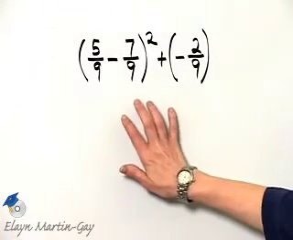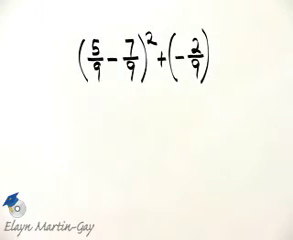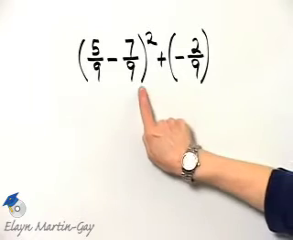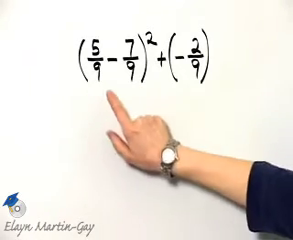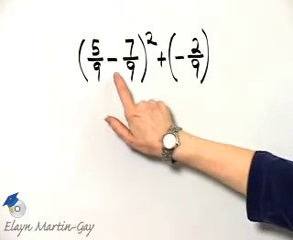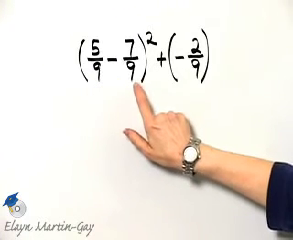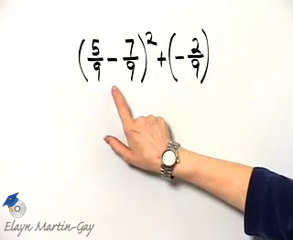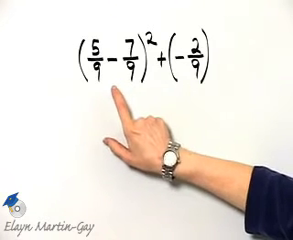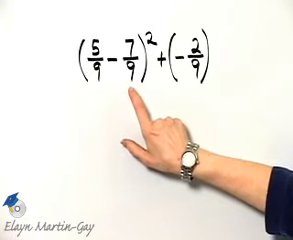Let's evaluate this expression and keep in mind order of operations. We need to work first inside this set of parentheses. So first we find 5/9 minus 7/9. Now luckily we already have the same denominator. If you need to, go off to the side and rewrite this as an equivalent addition.